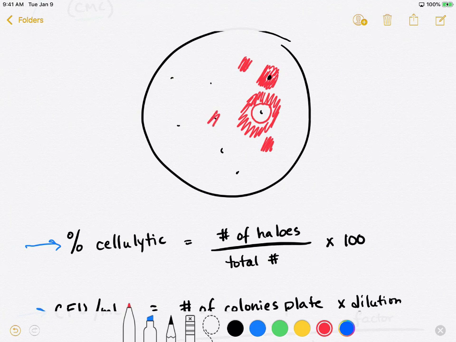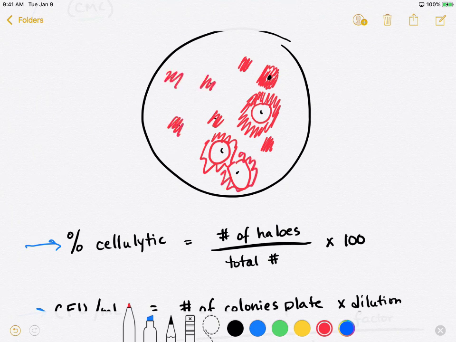1, 2, 3, 4, 5, 6, 7, 8, 9, 10. All right, we've got this. So if I'm looking at this particular plate, the way that I drew it is that there's 10 total colonies. And then we would count up the number that have halos. In this case, it's 1, 2, 3.